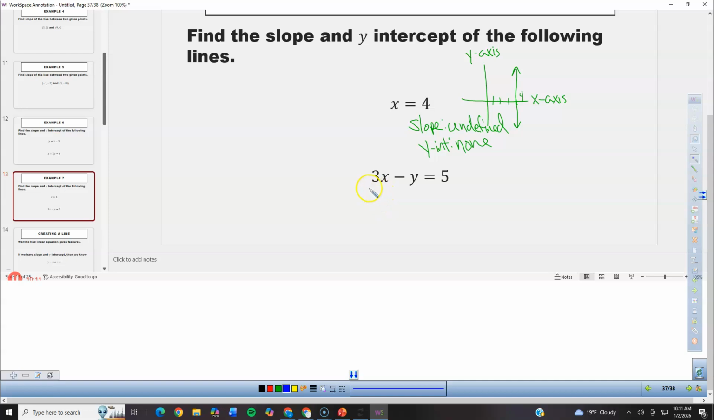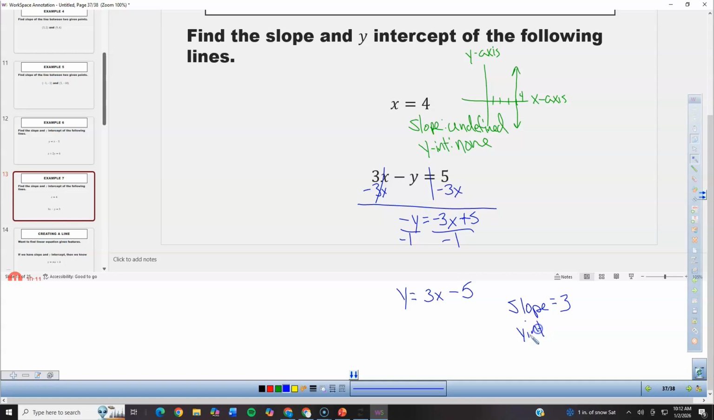Got to get y by itself. So I'm going to subtract that 3x. I'm going to do this one pretty quick. Negative y equals negative 3x plus 5. Divide everything by negative 1. So I get y equals 3x minus 5. So my slope is 3. And my y-intercept is 0, negative 5.